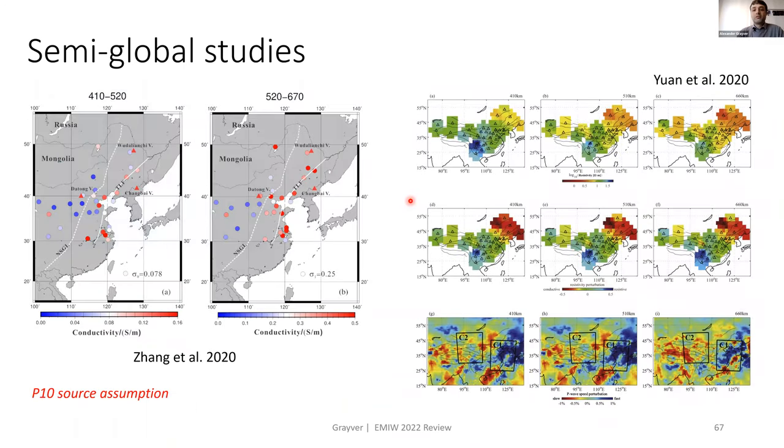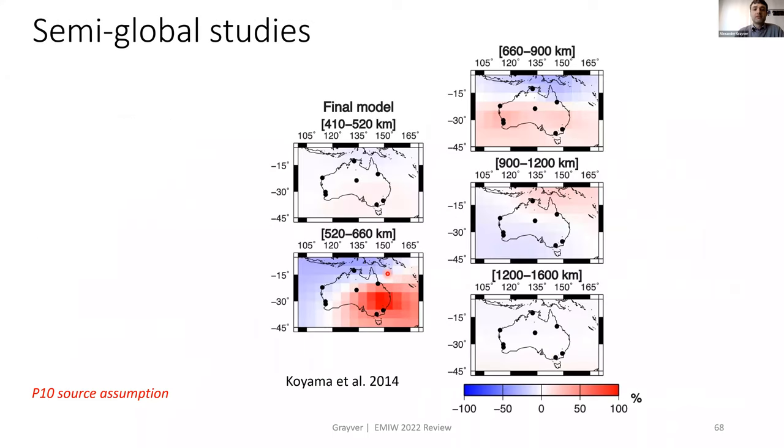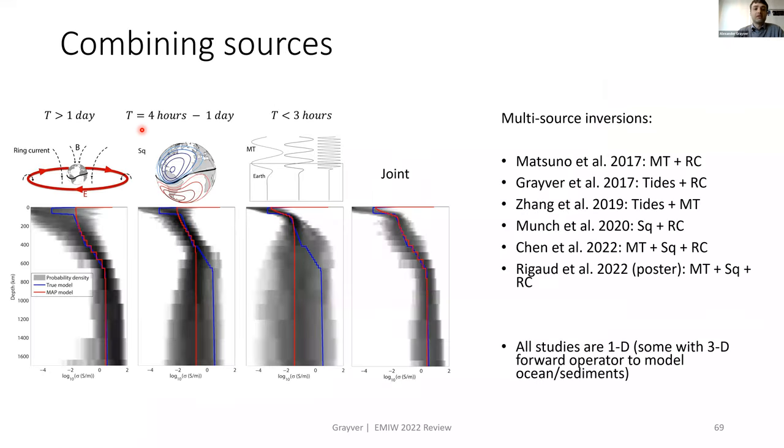Some efforts were also done in China, where there is a lot more data, and these local profiles and conductivity estimations have been derived, and authors try to interpret them in terms of thermochemical effects in the mantle. And again, similar work from a different part of the world. So in the Australian region, Koyama et al. did this semi-global, or more continental scale, inversion for the conductivity variations in the transition zone and lower mantle.